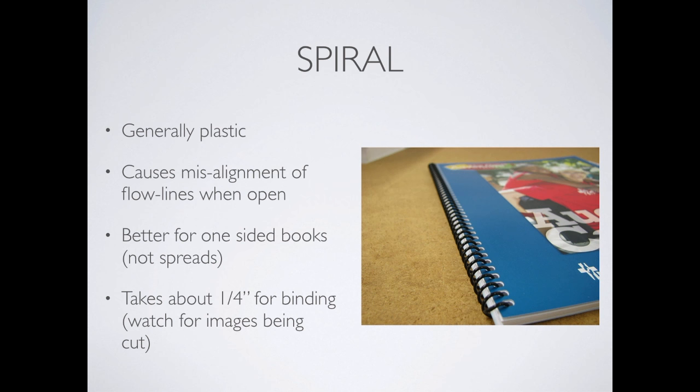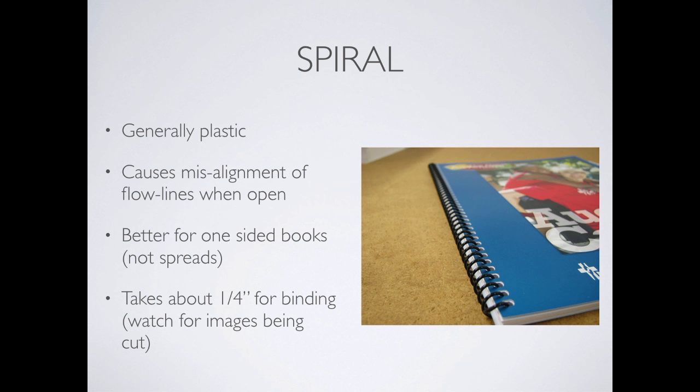It'll be offset by at least 1/8 of an inch. And I can show you an example in the back on one of them. So if you have something that goes across spreads and you use a spiral, that alignment's going to be off, and it's something that you want to be aware of, right? The alternative to that would be a comb binding, which will keep them in alignment.